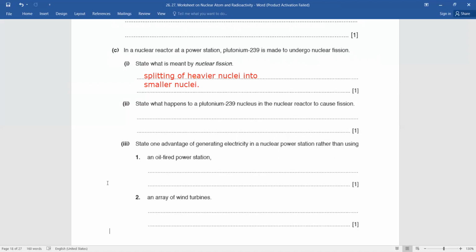I can't do this one. It being hit by a neutron. Yes. State what happens to a plutonium 239 nucleus in the nuclear reactor. Write cause, keep it with me. This means fission. Is it okay? Yes. Let me write the spelling, one second sir. Being hit by a neutron. Yes. Why is the spelling so good? Don't ask me. What's the spelling of neutron? Neutron. N-E-U. Oh, okay.